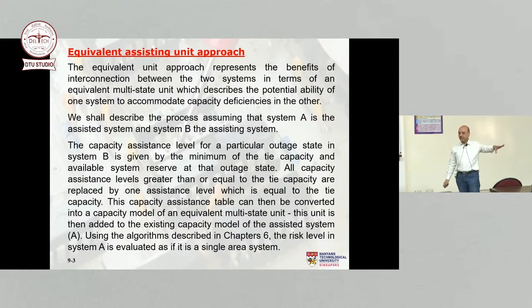We'll go to system B, we'll see how much support it's going to provide, we'll see how much it can transport through the transmission line or cable, and then we are going to add that model to our own capacity model and recreate the new capacity model, and then use the load model and calculate the new risk. Okay? So that's the process in simplicity.